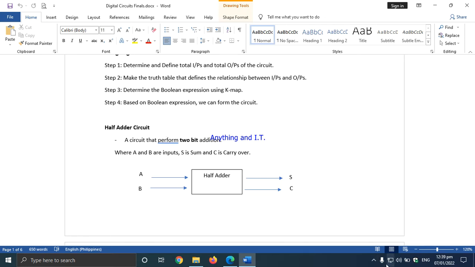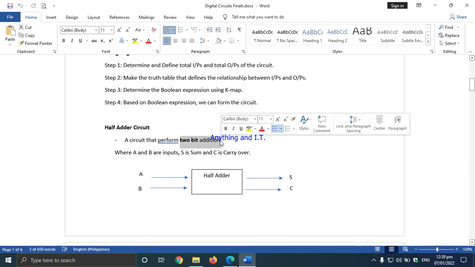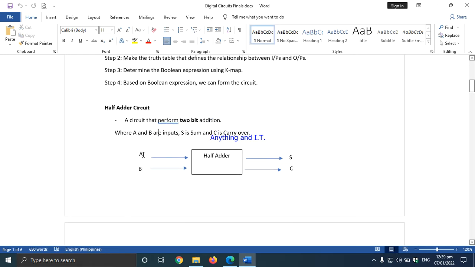So, as I've said, half-adder circuit is an example of a combinational circuit. So, pag sinabing half-adder, ang tatandaan lang natin is this performs 2-bit addition. Okay, so addition ang ginagawa nito, kaya nga adder. Where we have A and B as the inputs and S and C as the output. Ibig sabihin, A and B ang input natin, S which is equal to sum, and C, which means carry over ang magiging output natin.